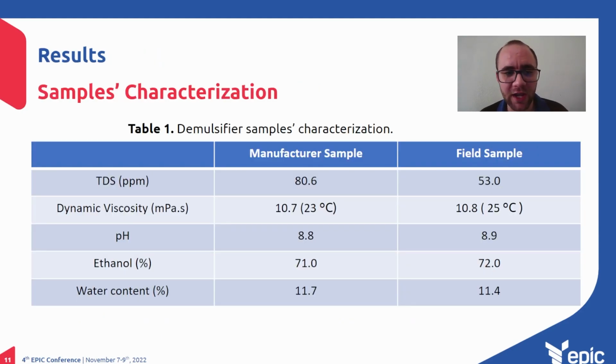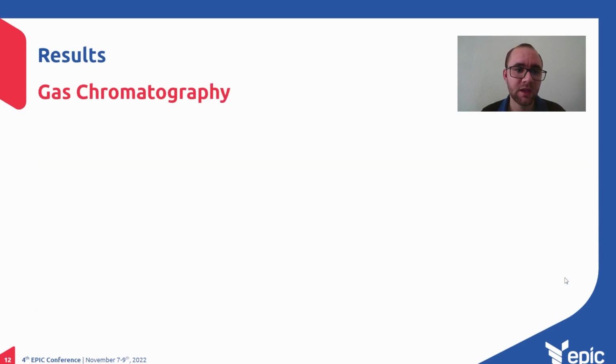Now the results. For the sample characterization, we can see here the manufacturer sample and the field sample. We can see the contents; ethanol is the solvent. The samples are really close, really similar. Only a little difference in the TDS, but all of the other properties were similar. And about the gas chromatography, it was to know if the sample that came from the field is representative of the one that came from the manufacturer.